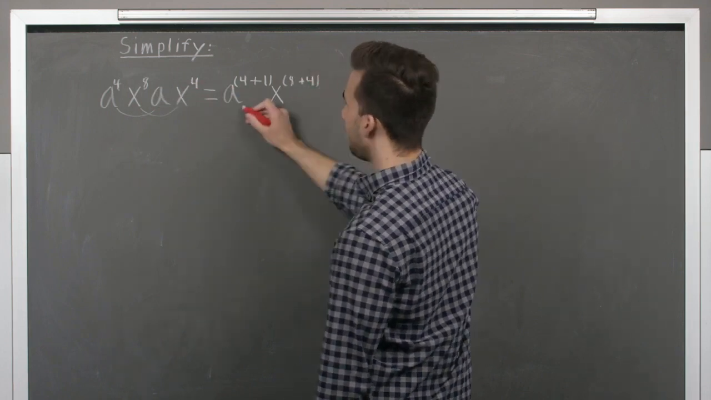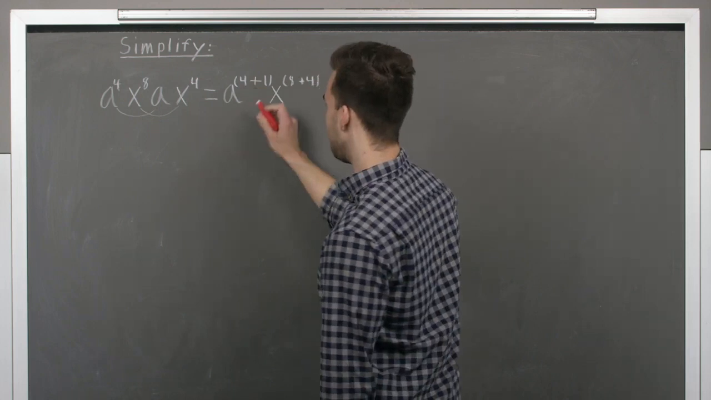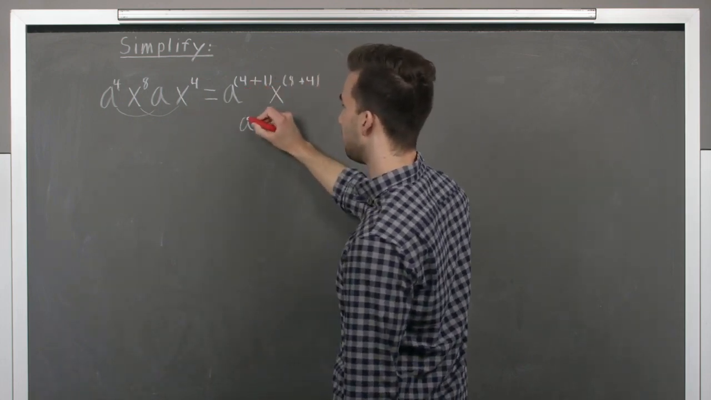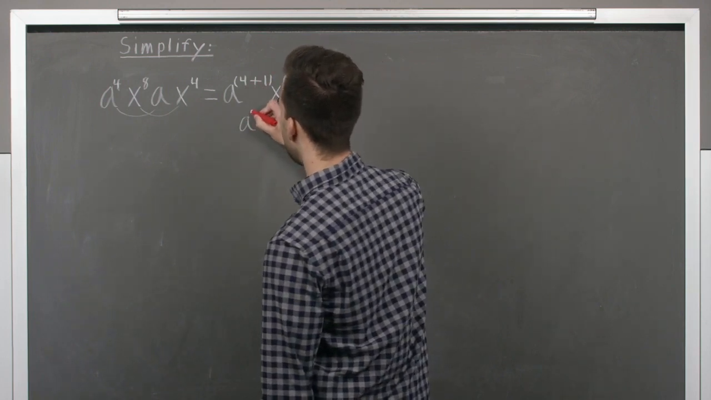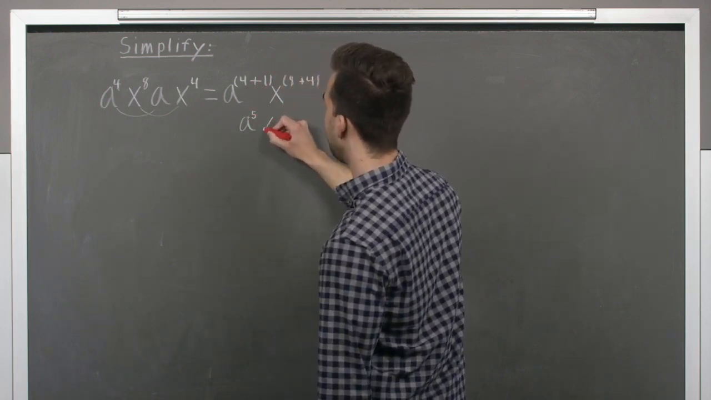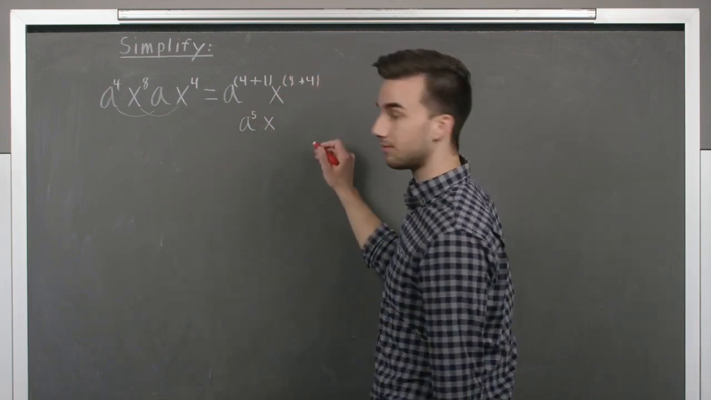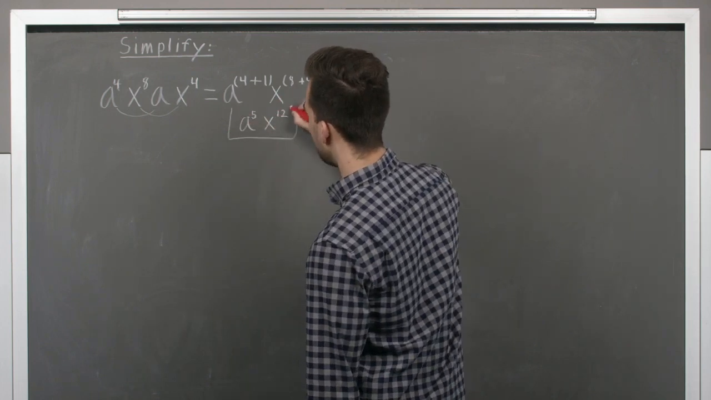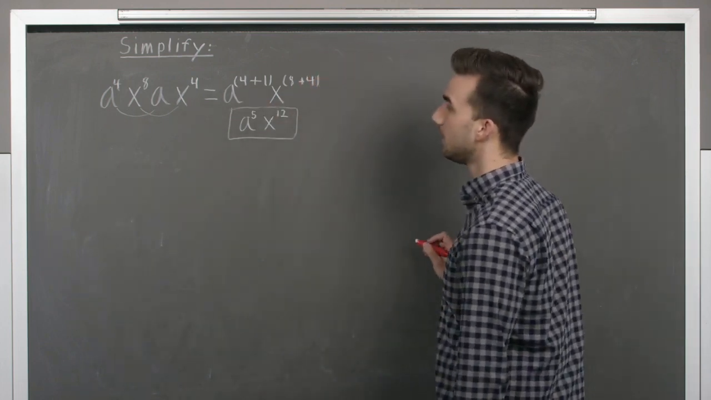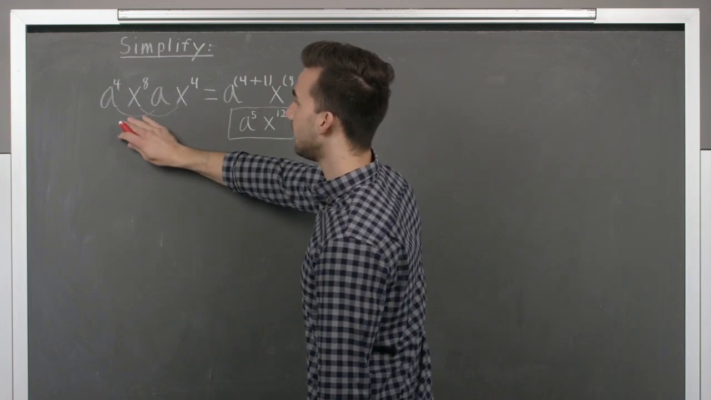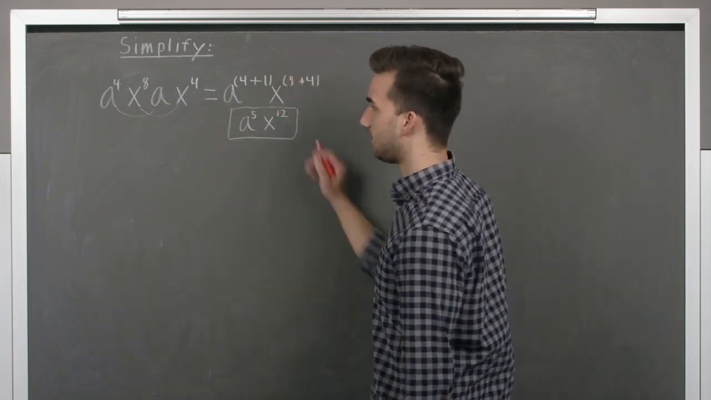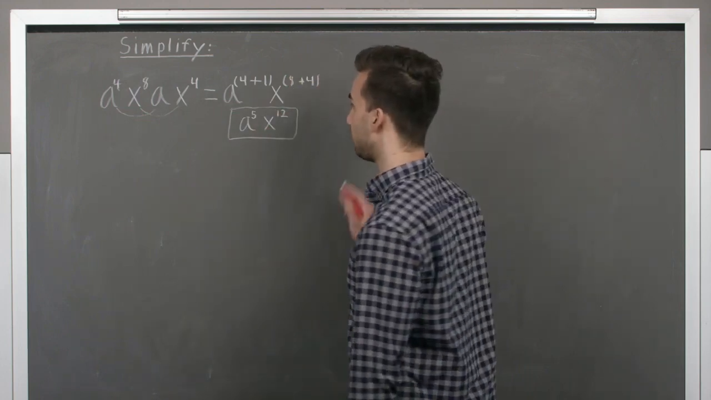So now we can just finish doing the addition problems. And so a to the power of 4 plus 1 is a to the power of 5, and x to the power of 8 plus 4 is 12. And so that is our solution for this example. It's kind of like combining like terms, except we're just combining it into a single variable and adding all the exponents. And we can only do this whenever it's multiplication.